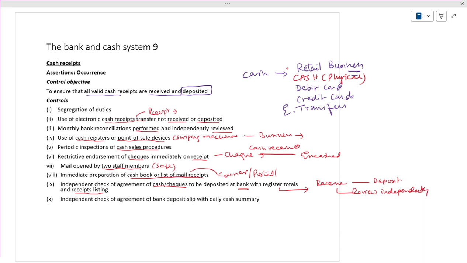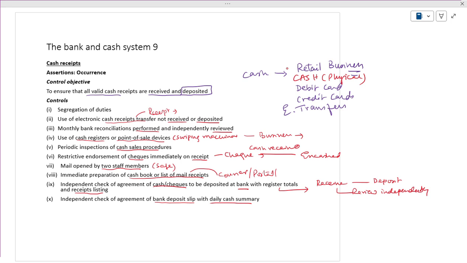Is that the independent check of agreement of bank deposit slips? When you are depositing, you will have the counter file. You have a counter receipt there. We have to prepare a daily cash summary of how much we have deposited.